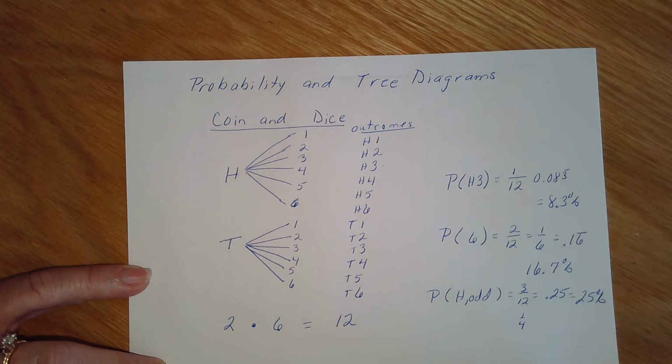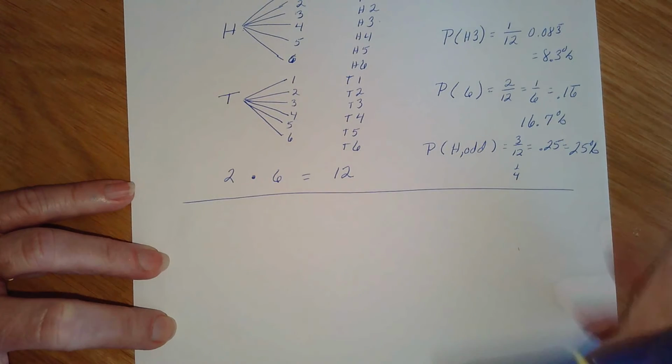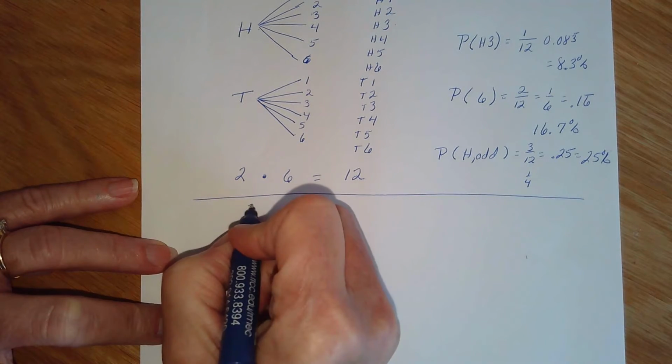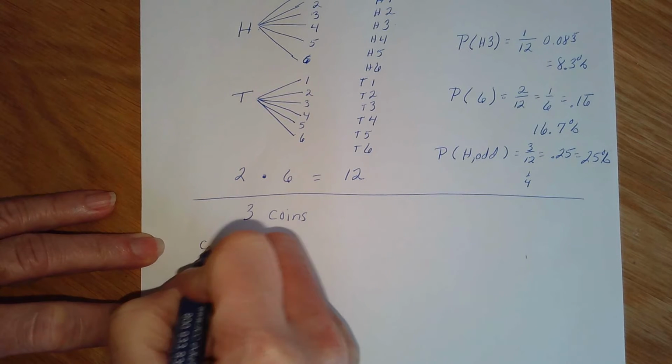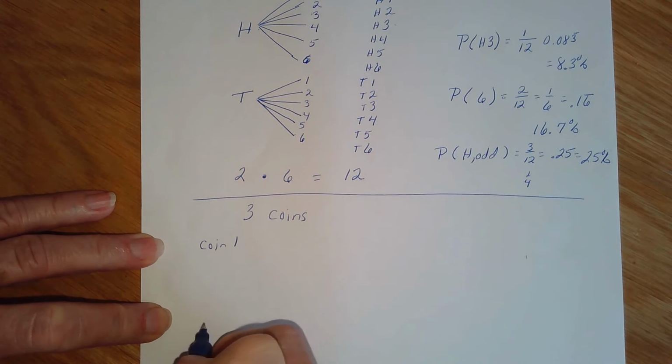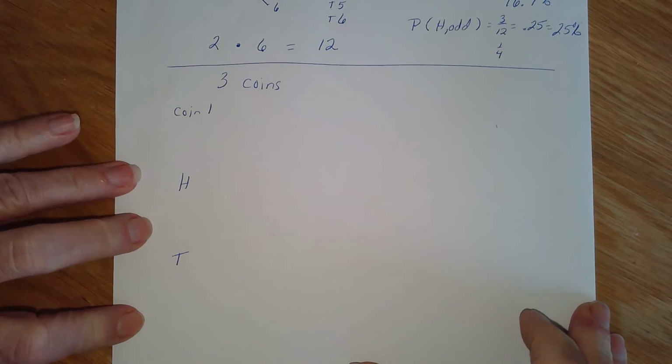We're now going to look at 1 with 3, and then possibly a little bit of an experiment. This would be part of today's lesson. So I want to know what happens if I've got 3 coins. Well, I've got coin 1. Coin 1 can be either heads or tails.